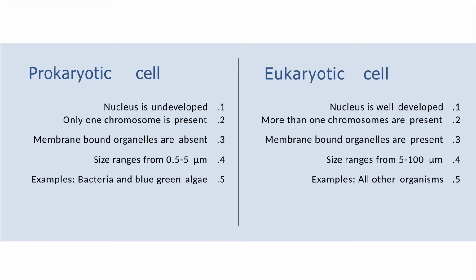Here is a comparison between a prokaryotic cell and a eukaryotic cell. In prokaryotic cells, a nucleus is undeveloped, only one chromosome is present, membrane-bound organelles are absent, and size ranges from 0.5 to 5. An example would be bacteria and blue-green algae. In eukaryotic cells, a nucleus is well developed, more than one chromosome is present, membrane-bound organelles are present, and size ranges from 5 to 100. An example would be all other organisms.